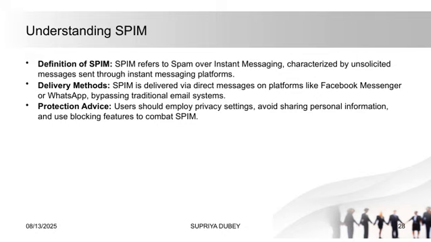That's why it's important to be proactive. I recommend using the privacy settings available on these platforms. Adjust them so only trusted contacts can message you. Also, avoid sharing personal information in chats where you don't fully trust the sender. And if you do receive SBIM, don't hesitate to use the blocking features. It's a simple but effective way to protect yourself. Overall, understanding how SBIM works and taking these precautions can significantly reduce the chances of falling victim to these unwanted messages, helping us maintain a safer and more secure messaging environment.